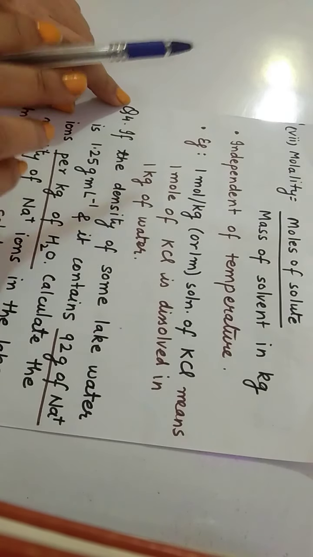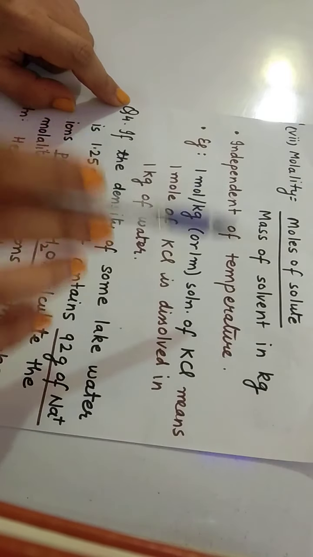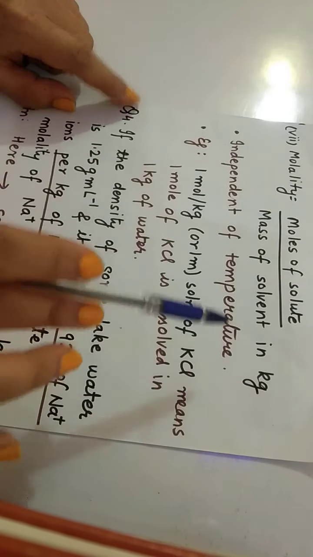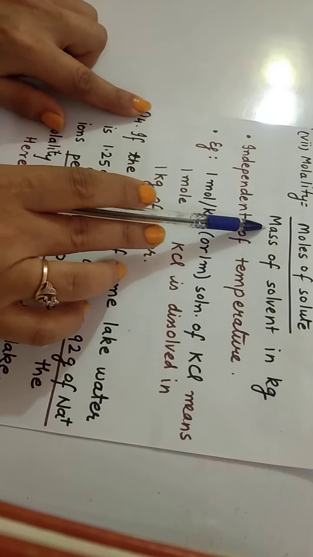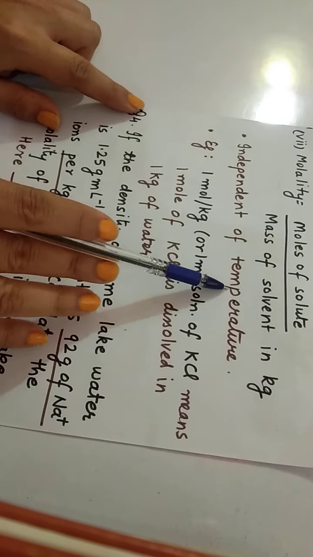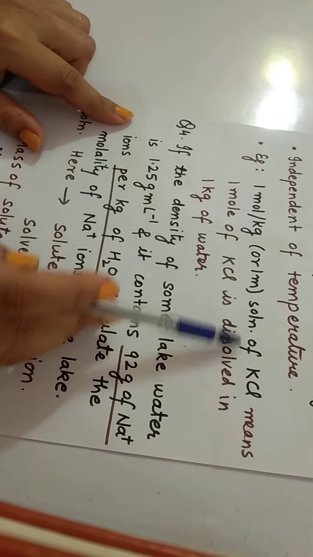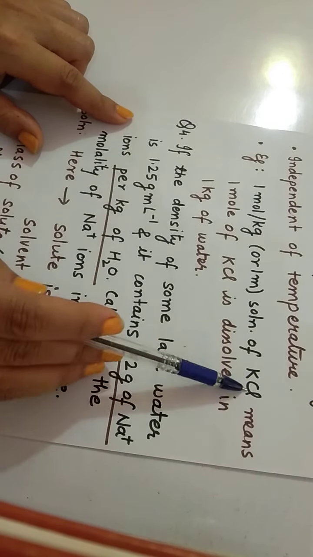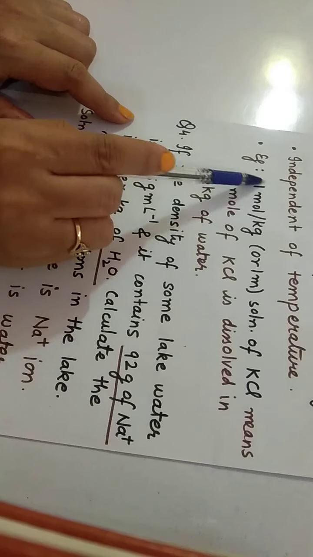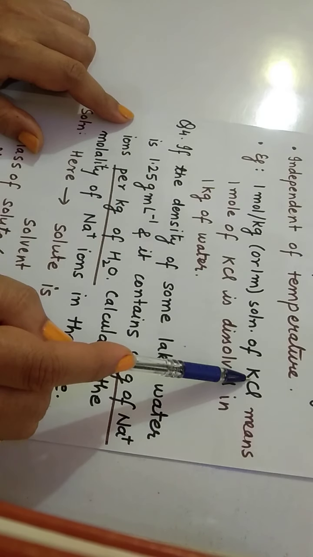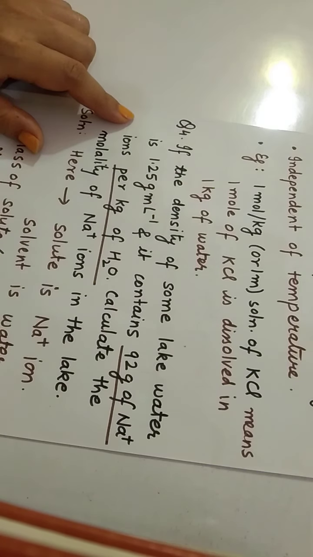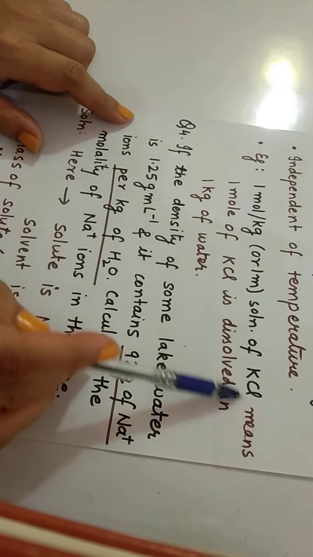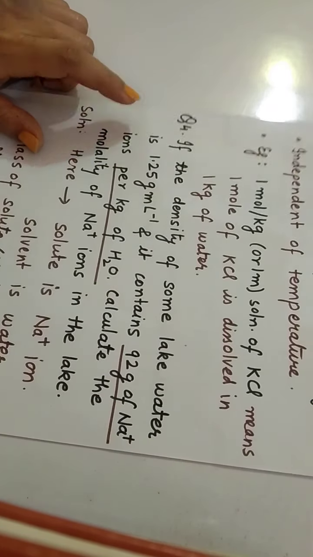Molarity was dependent on temperature because in the formula of molarity volume was involved, and volume changes with the change in temperature. But in case of molality, volume is not involved, mass is involved, and it is independent of temperature. So therefore molality is also independent of temperature. If it is written 1 mole per kg solution of KCl, then what does this line mean? It means 1 mole of KCl is dissolved in 1 kg of water.